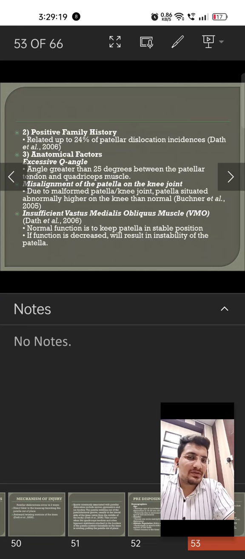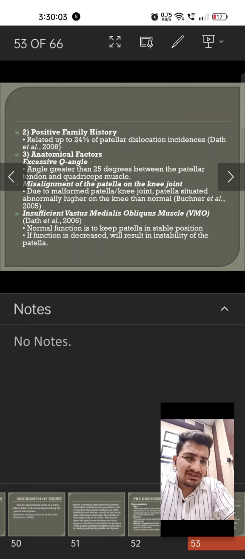And the third one is the anatomical factors. So this one was my favorite. Excessive Q angle. Q angle, as you all know, is formed between the ligamentum patellae and the quadriceps muscle. If the angle is greater than 25 degrees, it will alter the vector forces occurring on the knee. When the force vector changes, it will change the direction of the force. It will destroy the biomechanics of the knee joint. If the biomechanics is altered, then it will lead to dislocations. Also, a malformed patella, where the patella is situated abnormally, slightly higher on the knee than normal.